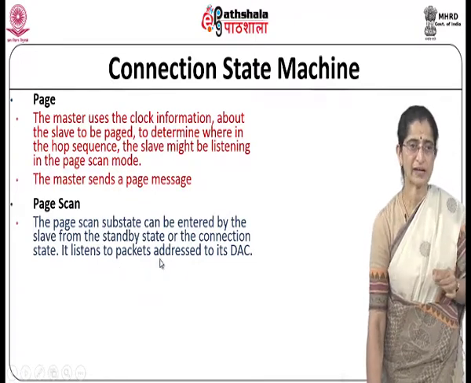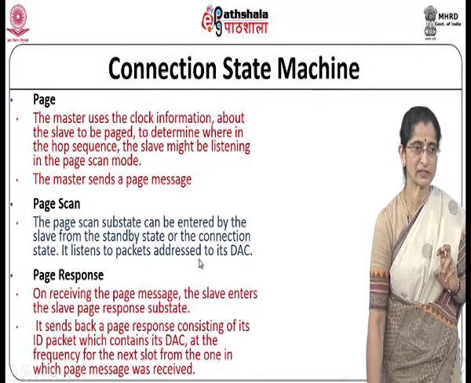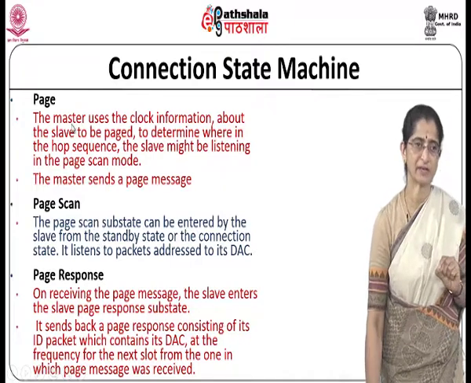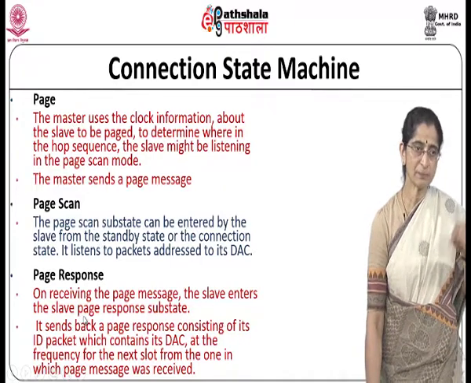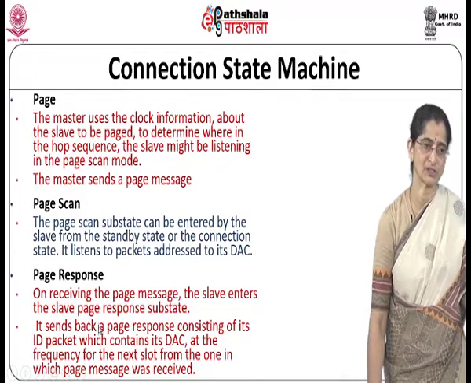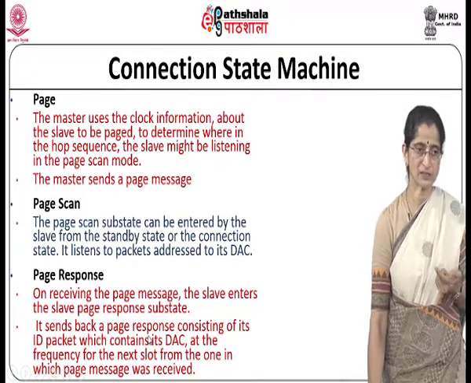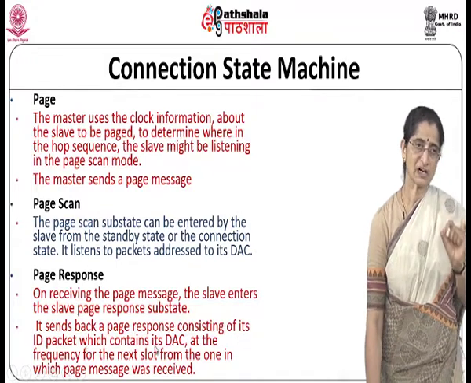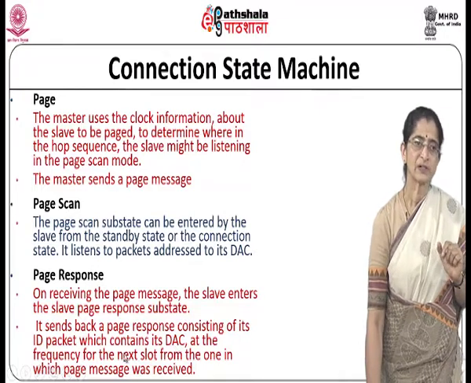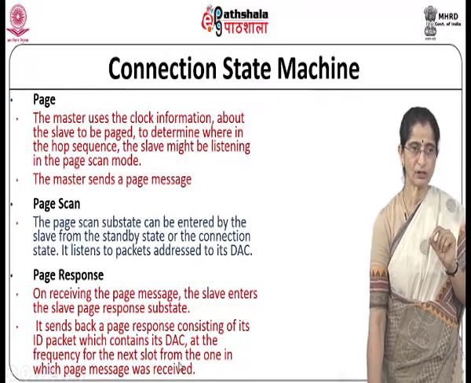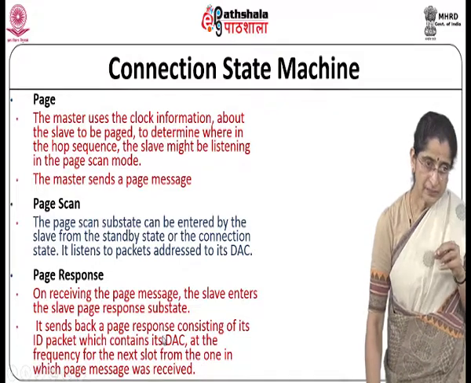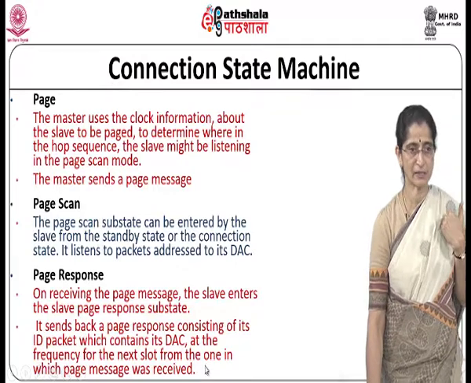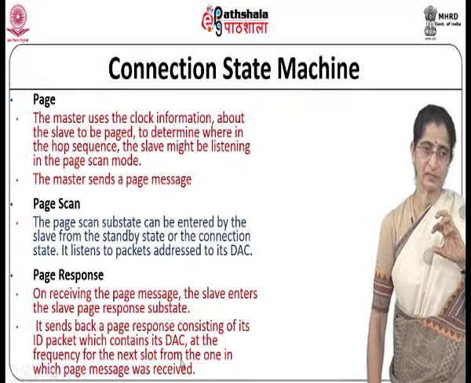So, it listens to the packets that are addressed to this particular access code, a dedicated access code. When in the page scan it receives a page message, the slave will enter into the page response substate and send out a response message. It sends back what is called a page response, which will consist of its ID packet, which will contain its DAC, its access code, and then the frequency for the next slot. It will send this page response frame at the frequency for the next slot from the one on which it received the page message. Now, I will tell you why this is very important.